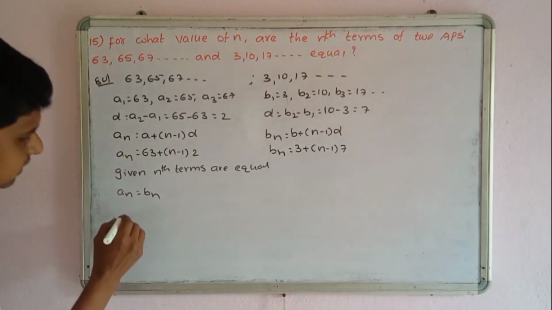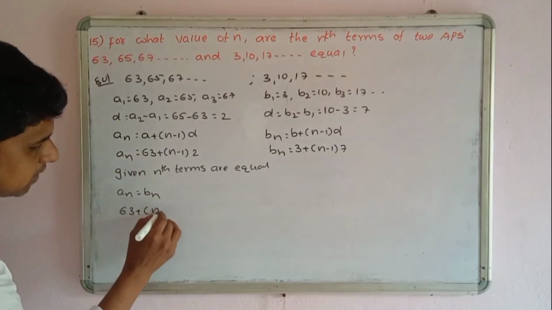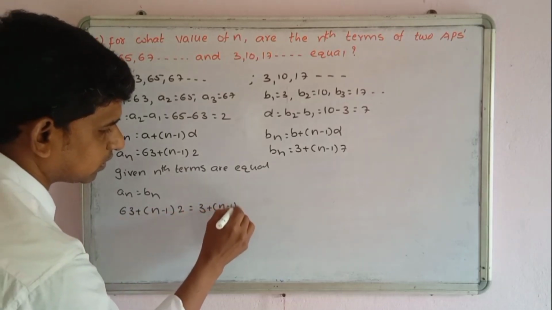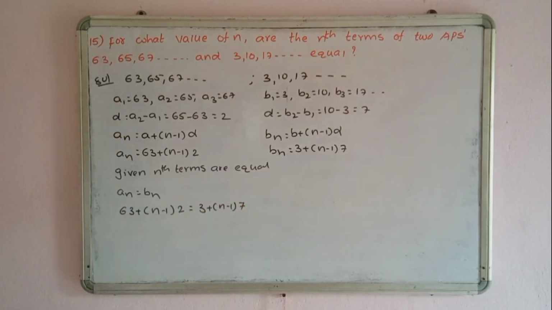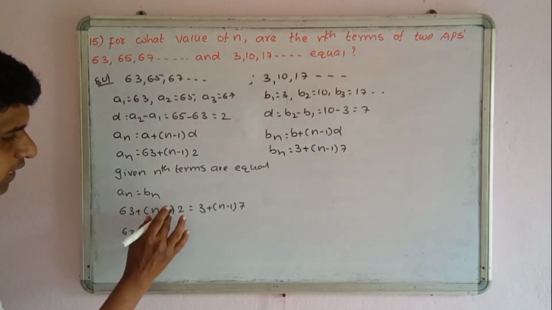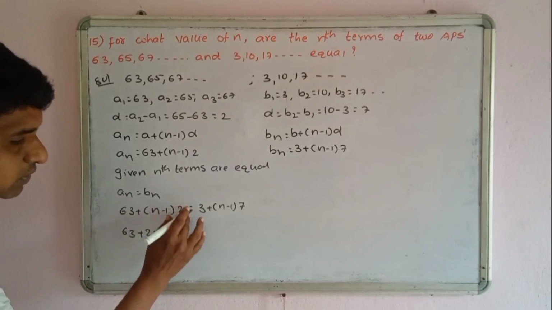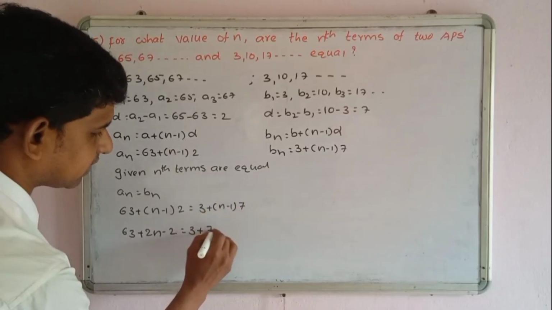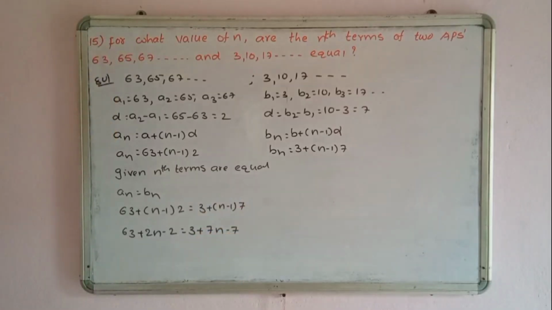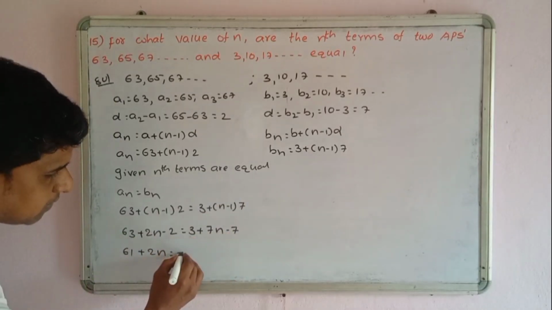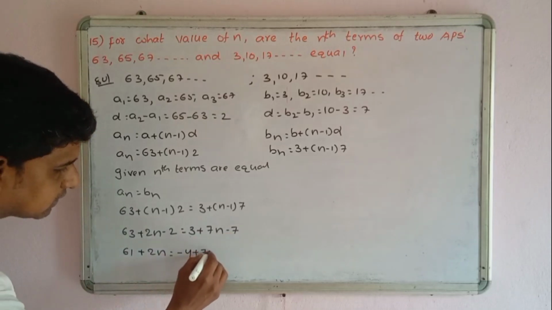What is the value of an? 63 plus (n minus 1) into 2 equals 3 plus (n minus 1) into 7. Okay. Now 63 plus n times 2 is 2n, minus 1 times 2 is minus 2, equals 3 plus n times 7 is 7n, minus 7. So 63 minus 2 is 61. 61 plus 2n equals 3 minus 7 is minus 4, plus 7n.